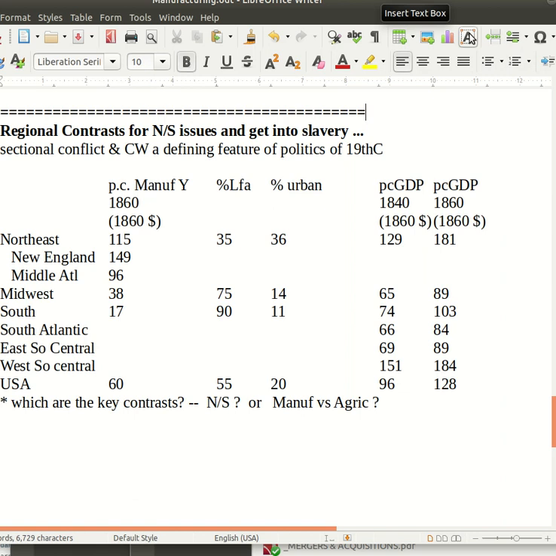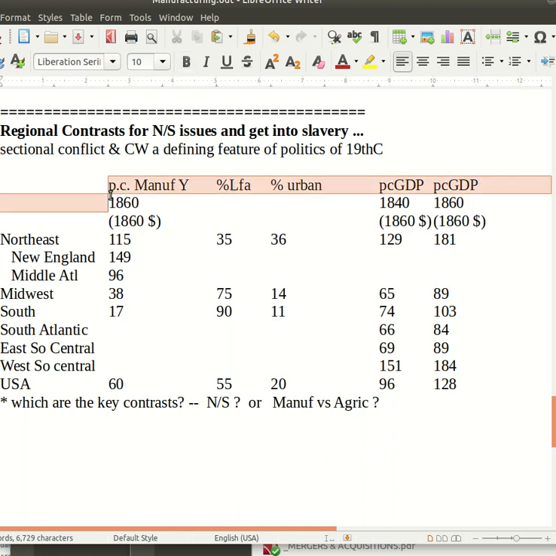All right, so anyhow, sectional conflict and the looming Civil War are a defining feature of the politics of the 19th century, and economic historians have sometimes provided some useful insights for historians who are trying to make sense of the nature and meanings of the huge issues lurking around when we start talking about the Civil War and slavery and freedom and such. Anyhow, for the purposes of the 310, let's recall the key point for topic 4 is the amount of manufacturing output.